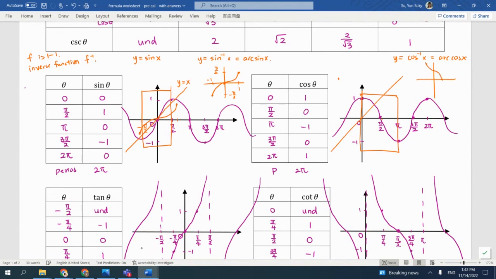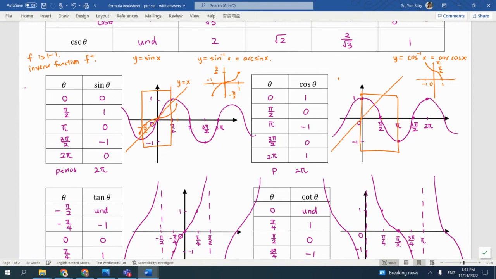So this point corresponds to (1, 0), and then this point (0, pi over 2), and that point (-1, pi). So this is the graph of arc cosine. Is that okay?